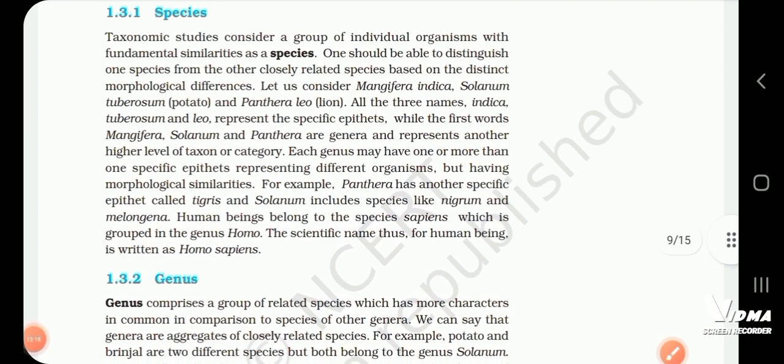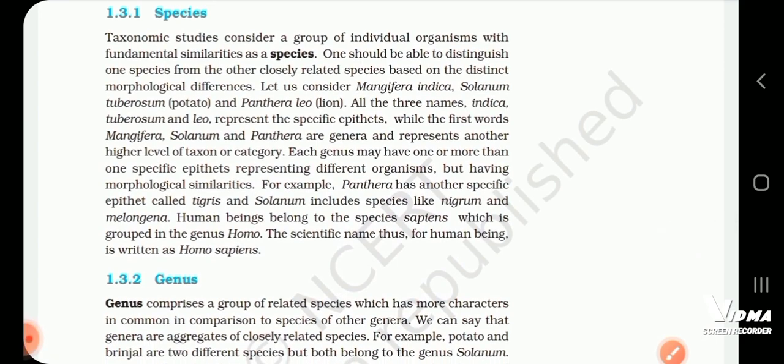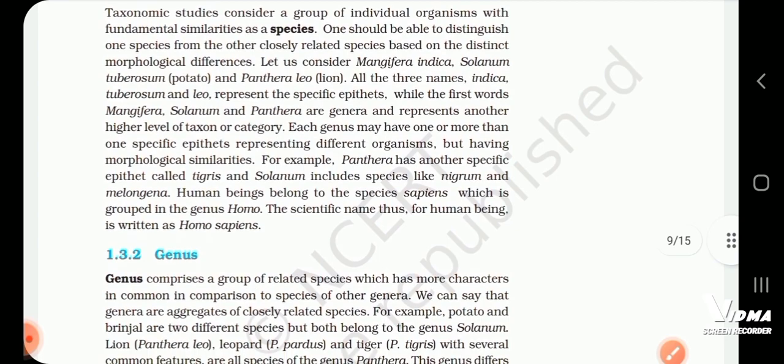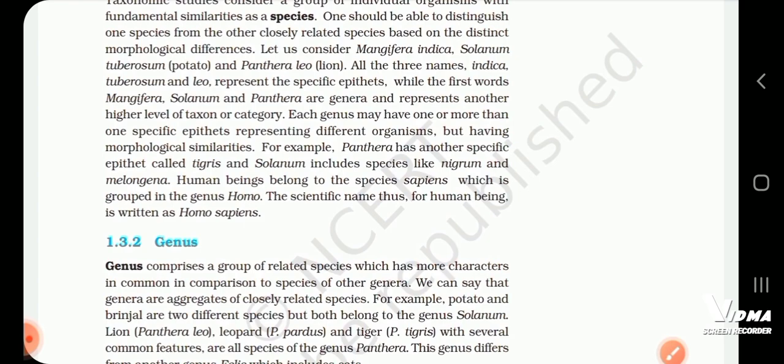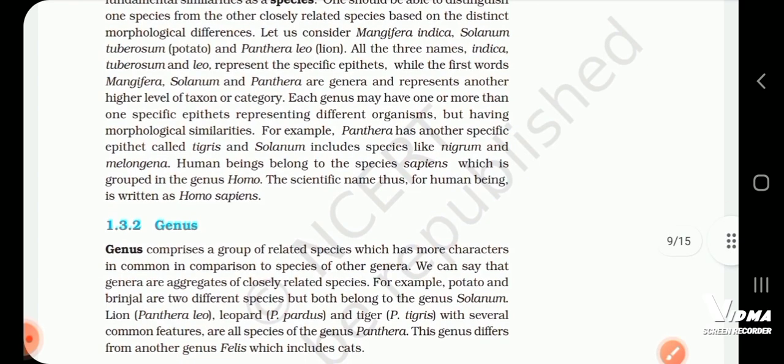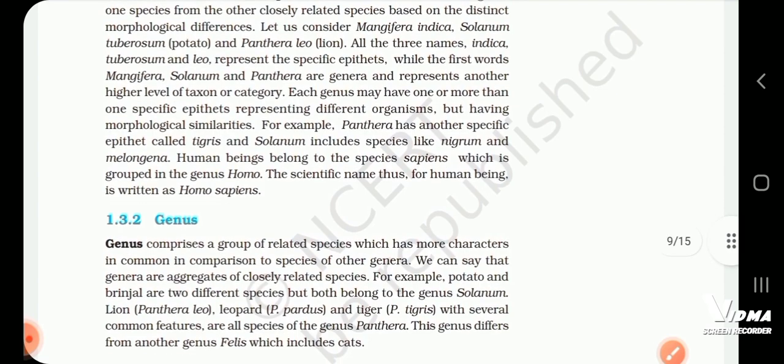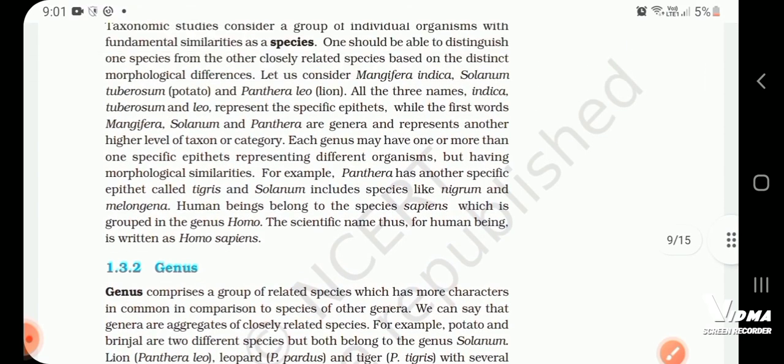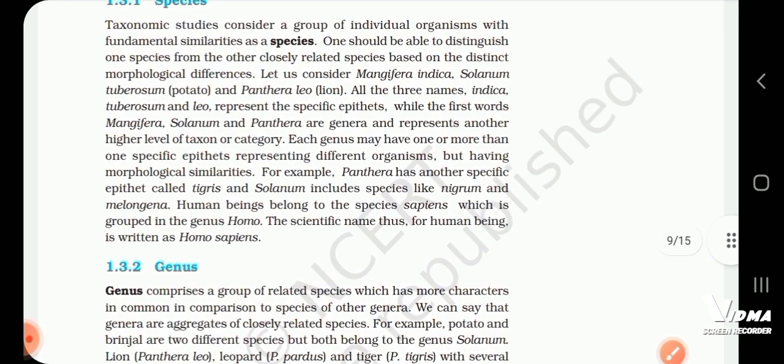One should be able to distinguish one species from the other closely related species based on distinct morphological differences. Let us consider Mangifera indica, Solanum tuberosum (potato), and Panthera leo (lion). All three names, indica, tuberosum, leo, represent the specific epithet, while the first words Mangifera, Solanum, Panthera are genera and represent another higher level of taxon or category.